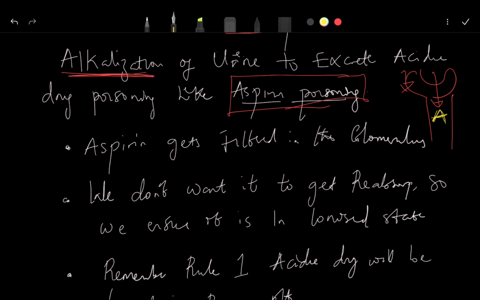Now, I don't want aspirin to be reabsorbed back into the blood. Okay, what will I do? I will try to make it have a charge. And how will I make it have a charge? Since aspirin is an acidic drug, I will need to make the urine alkaline, so that aspirin will have a charge. And once it has a charge, it cannot be reabsorbed back. So what we do is that we alkalinize the urine. So alkalinization of urine is used to excrete acidic drug poisoning. When you have somebody suffering from acidic drug poisoning, you alkalinize the urine.